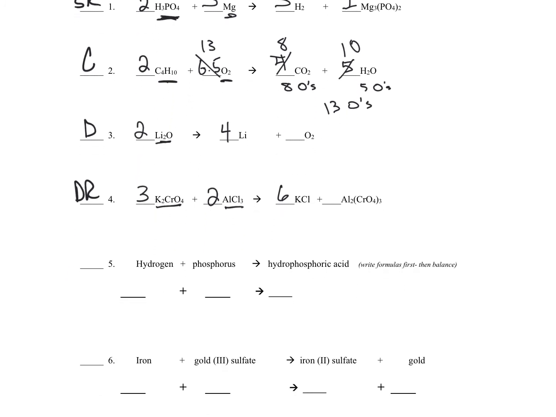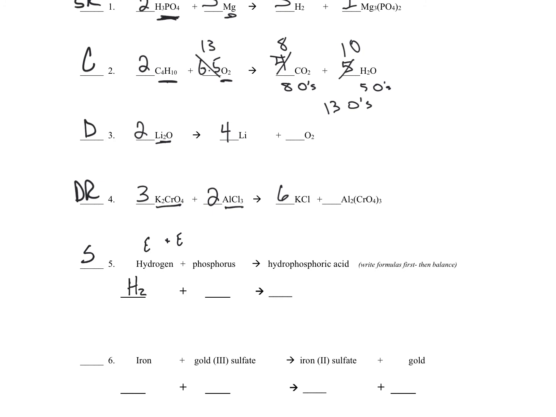Number 5, I have hydrogen plus phosphorus. This time I didn't give you the symbols. You can still recognize the type of reaction, though, because you know that both hydrogen and phosphorus are elements. So I have an element plus an element. That is always going to be a synthesis reaction. But if we're also going to balance it, we do have to write the symbols first.